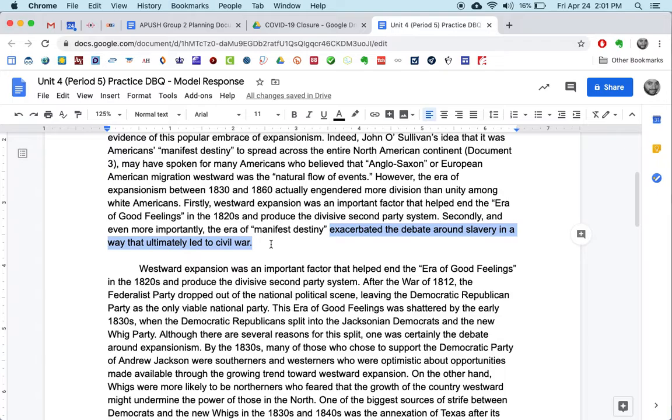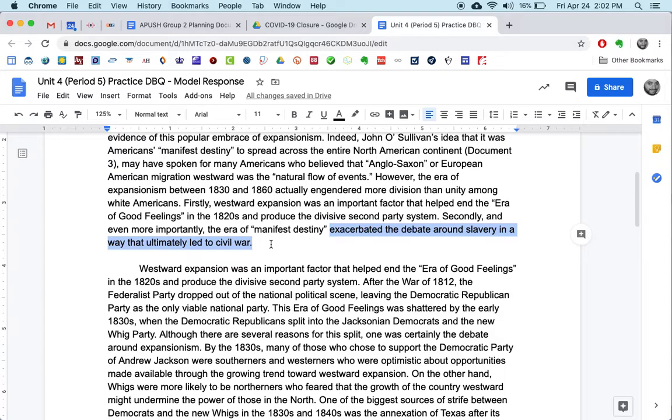It would be too vague to say something like, one cause of manifest destiny was political strife. What do you mean? What kind of political strife? Around what issue? What were the consequences of that political strife? You need to say a little bit more.